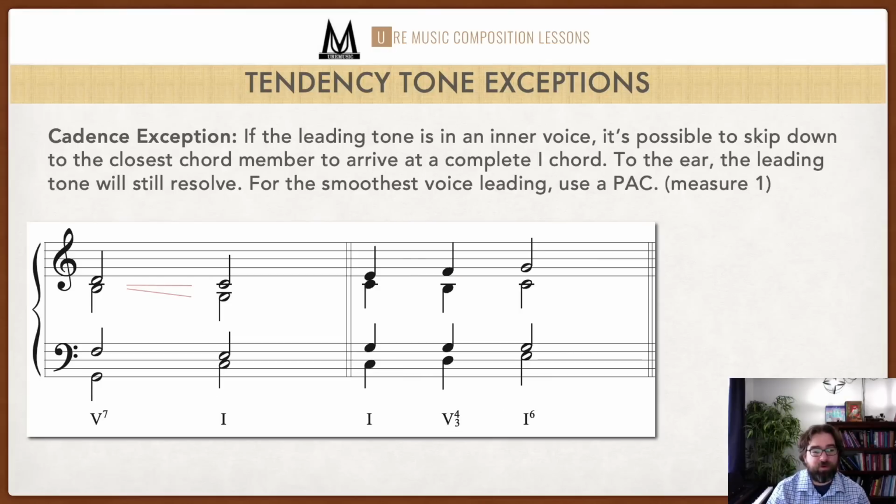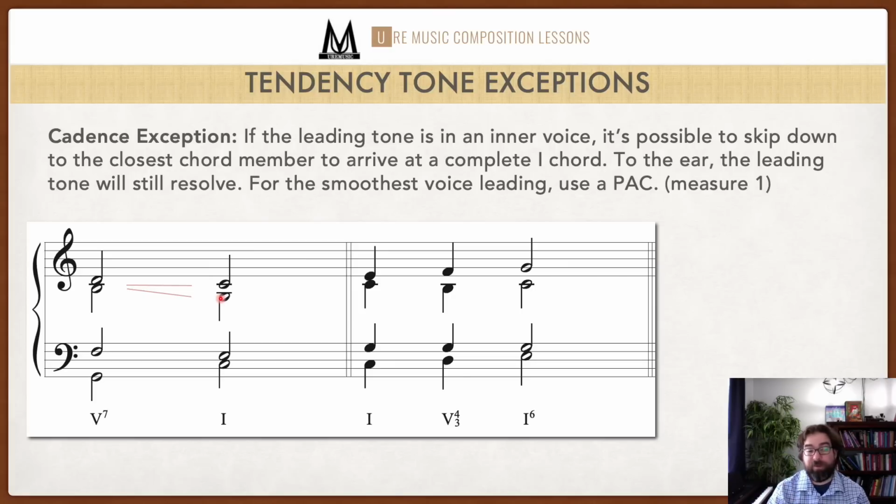So let's go into a little more detail. If the leading tone is in an inner voice, it's possible to skip down to the closest chord member to arrive at a complete one chord. So in this case, the leading tone of the 5/7 in the key of C, or the third of the 5/7 chord, just depends on how you want to view it, skips down to the G, which is a fifth of the one chord. To the ear, the leading tone still sounds like it's resolving.